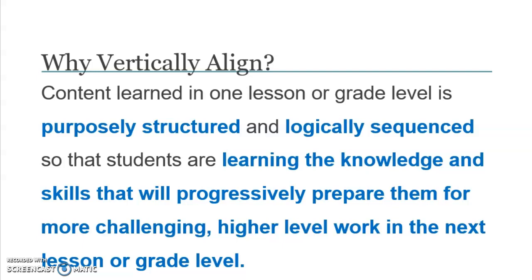And so vertically aligning means that we understand where we are in this grade level and how it builds to the next, and understand where we are in this grade level and where we were building from in the previous grade level.